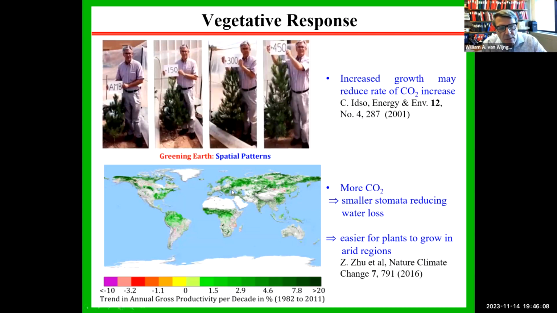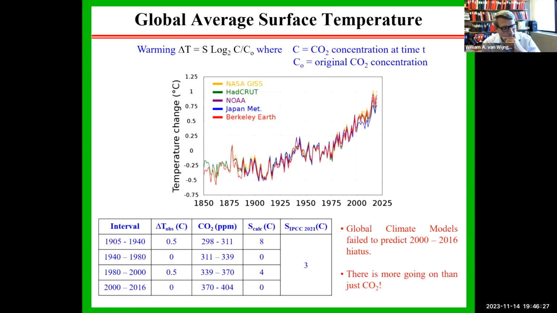And here's a study shown by NASA, and green indicates where plants grow faster. And noticeably along the border of the Sahara, where it's very dry, plants grow better, and this is attributed in significant part to the higher CO2 concentration in the atmosphere. Finally, I'd like to say something about temperature observations and the climate sensitivity.